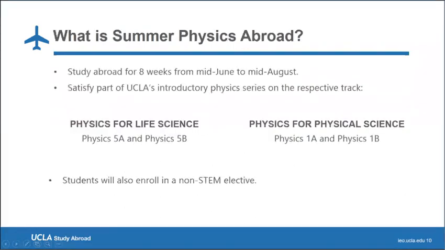On the summer physics programs, you will be abroad for 8 weeks. This is from mid-June to mid-August. And like I mentioned, you will satisfy part of the introductory physics series. If you're interested in the physics for life science track, you would satisfy physics 5A and 5B. Those interested in the physics for physical science track at the University of Glasgow will satisfy physics 1A and 1B. On the summer physics programs, you will also enroll in a non-STEM elective.